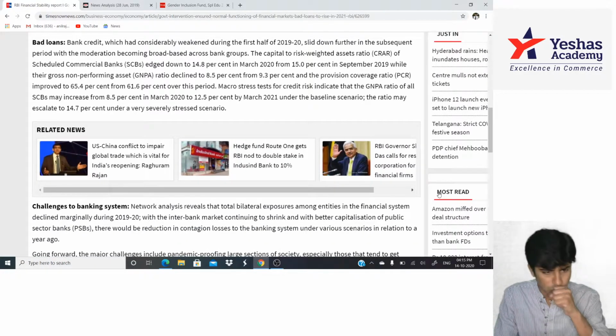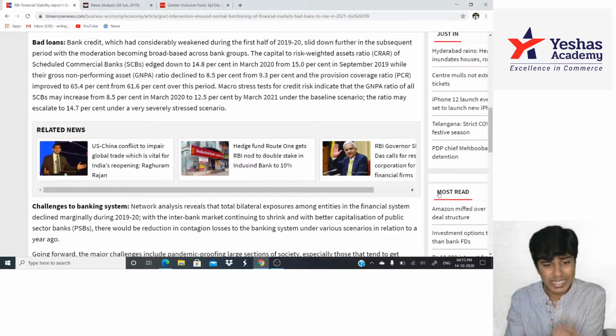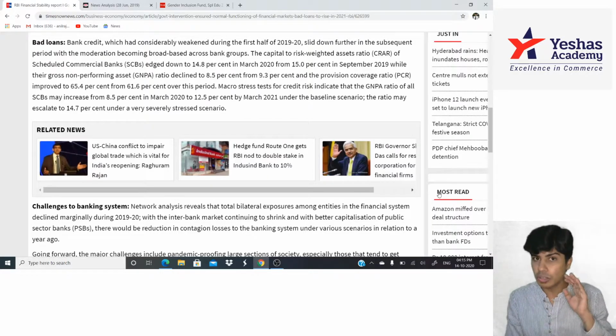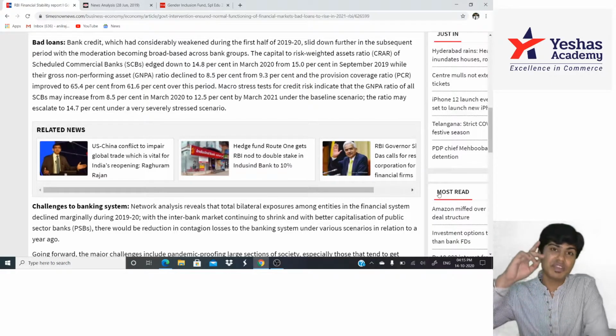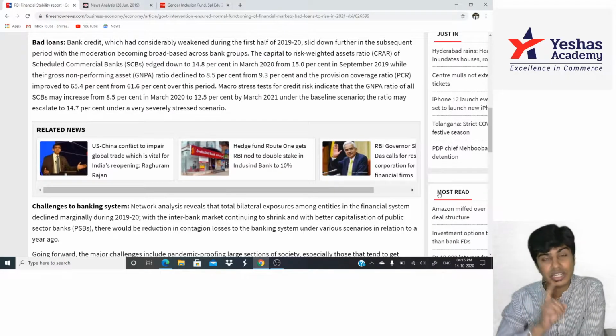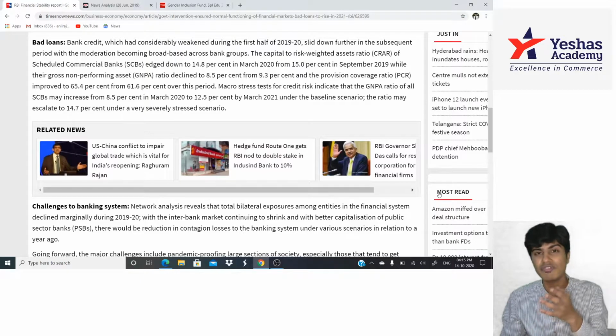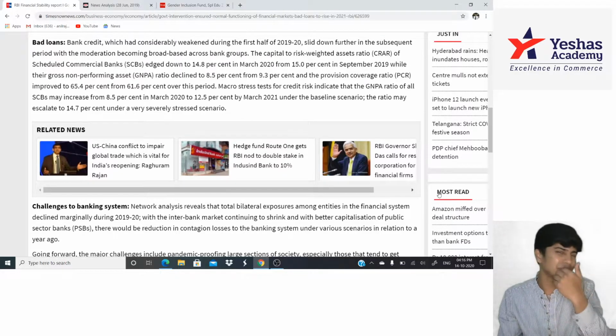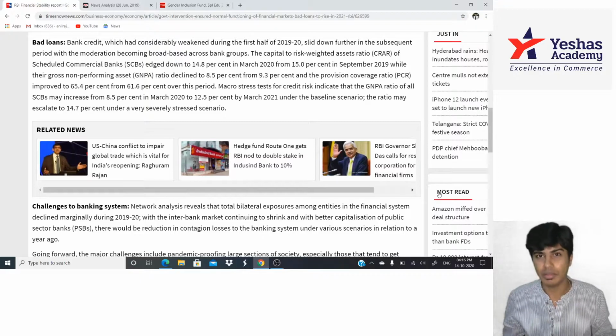Bank credit, which had weakened in the first half of 2019-20, slid down further in the subsequent period. We are not talking about the pandemic state now. When we say 2019-20, we mean from 1st of April 2019 to 31st of March 2020. For the financial year 2019-20, the pandemic affected only the month of March or later, so we can basically say there was not much impact for 2019-20. Most of the impact is for 2020-21.